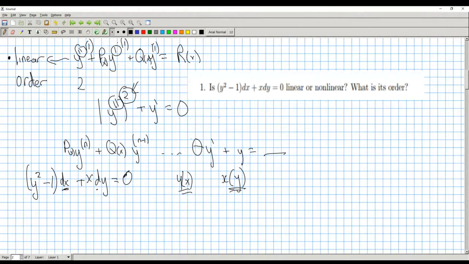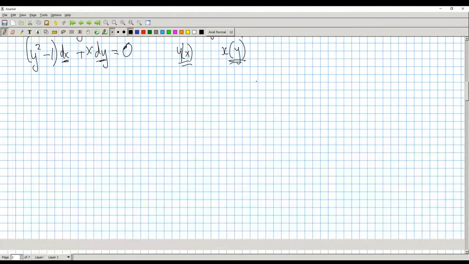The first important point is we need to get the differentials either grouped together or out of the equation entirely. To do that, we want to move this part of the equation over to that side. So we're going to have y squared minus 1 dx is equal to minus x dy.